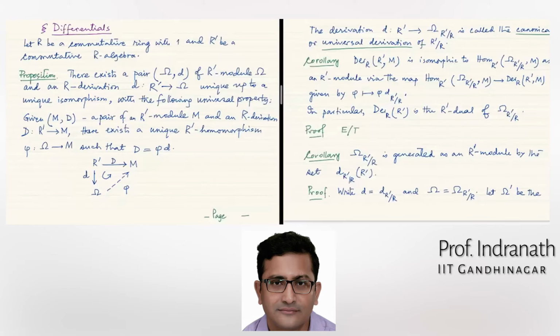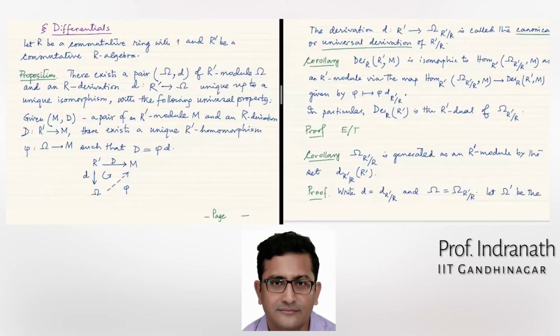Now, again, a very important observation. This will also be extremely useful when we get into the characterization: omega R'/R is generated as an R'-module by this set. By this set I mean the universal derivation applied to all the elements of R', that is, the images of all the elements of R' under the universal derivation.